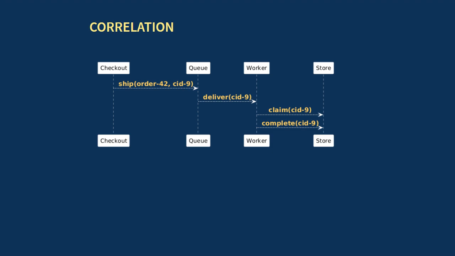Correlation keeps the story together across components. A checkout service, queue, worker, and store all need to be tied to the same workflow instance, or even correct behavior becomes impossible to verify. So correlation is not just for logging volume control. It is what lets us prove one order was processed consistently. Right. It is the bridge between behavior and evidence.